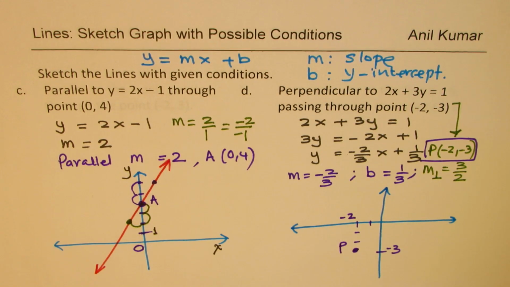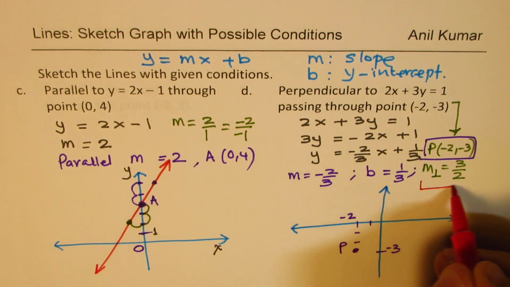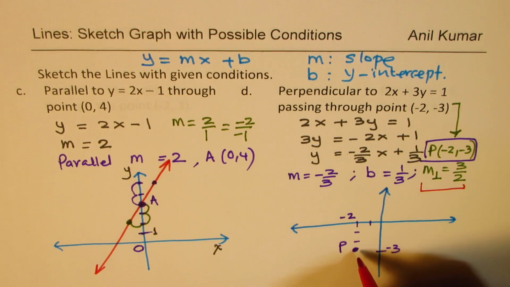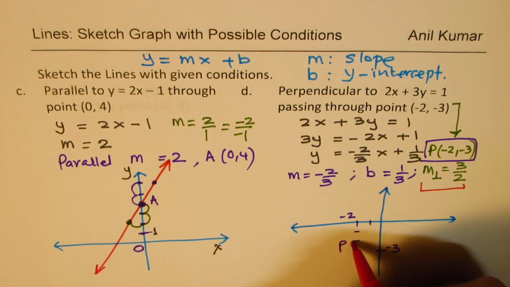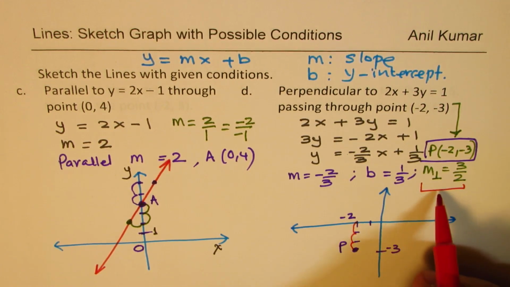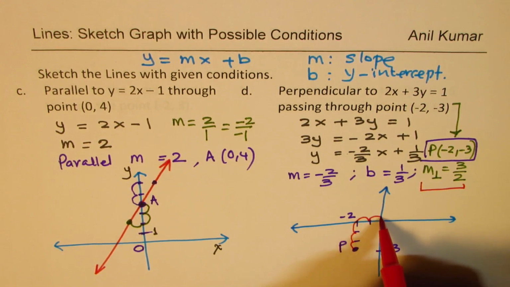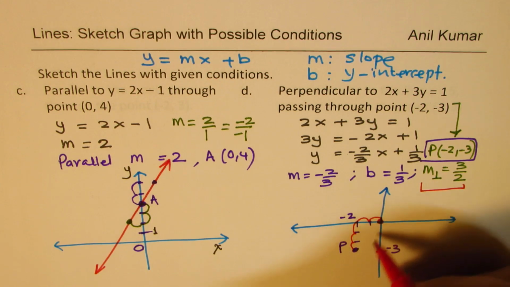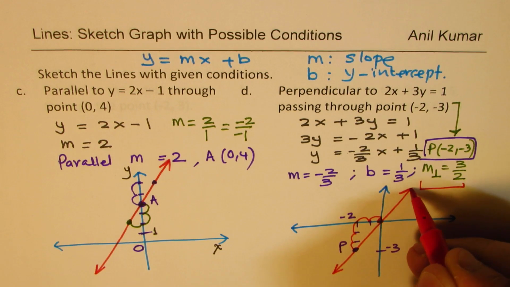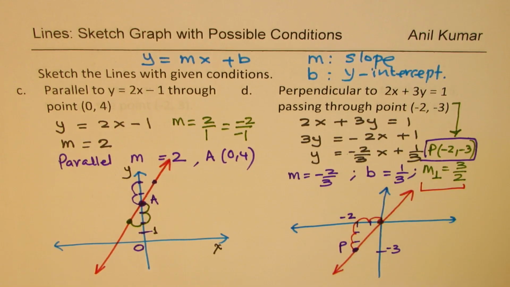Now we have to look into the slope. What is the slope? Slope is 3/2. That means from here, you go up 3, so 1, 2, 3, and 2 run. Rise 3, run 2, right? So 1, 2. So you get to the origin. Join these 2 points and draw your line. Does it make sense to you? That is how you will get your line.